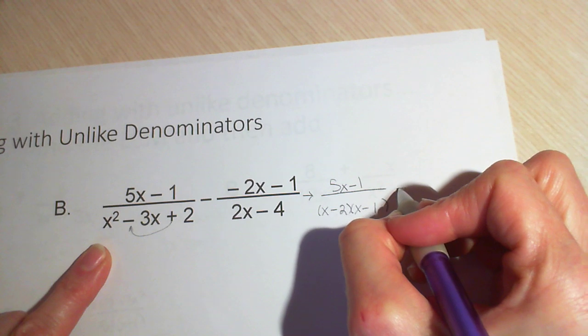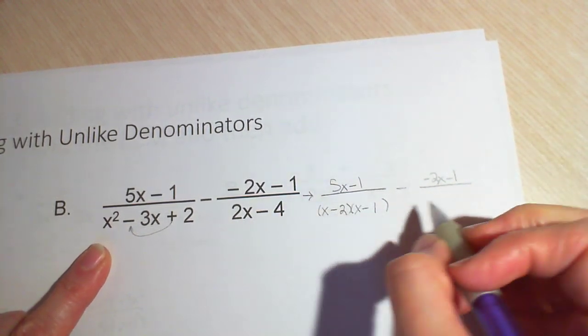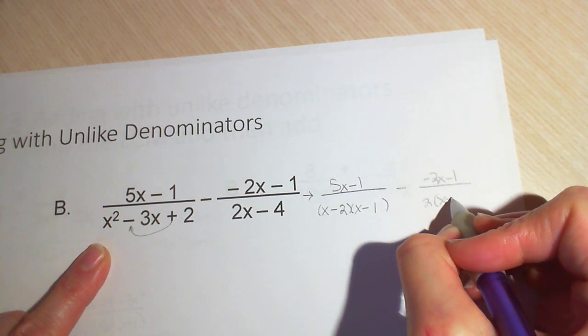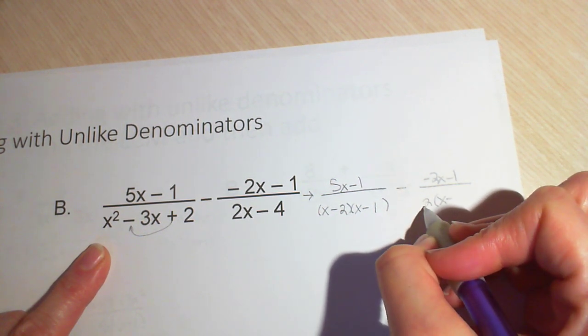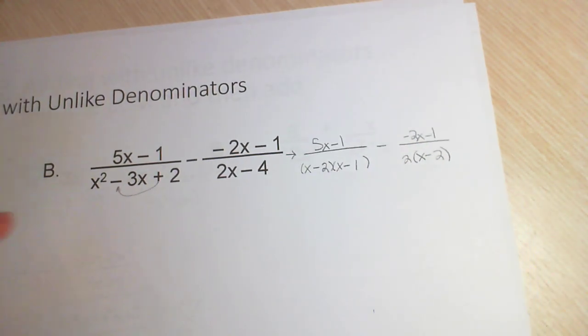Okay, so that looks good. Minus negative 2x minus 1. And this, I said, looks like we can take out a common factor of 2. So 2x minus 4. So that factors into that.